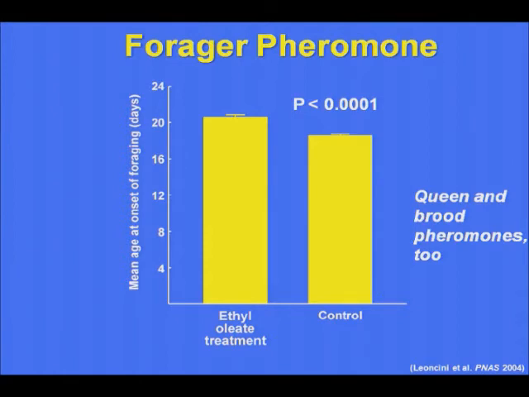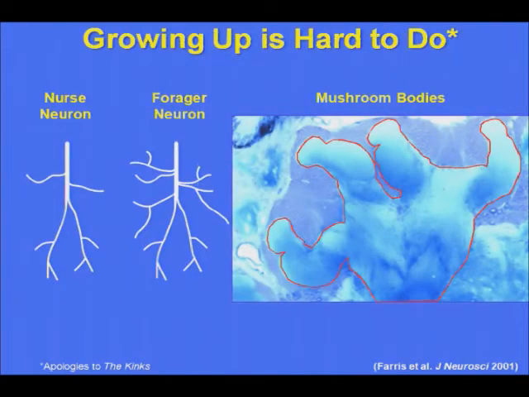When we put it dissolved in sugar and let the bees feed on it, we get a significant delay in the onset of foraging, measured here as the differences in the age at onset of foraging between the control and the treated bees. This work also led us to look more broadly for other pheromones, and we found that the queen and the brood also produce pheromones that help calibrate the division of labor, so that you have just the right number of individuals performing the jobs depending on the needs of the colony.